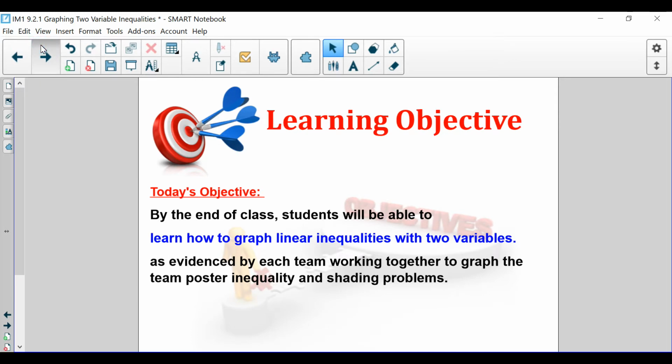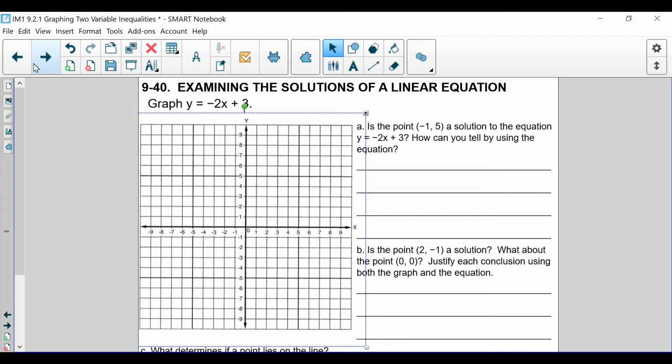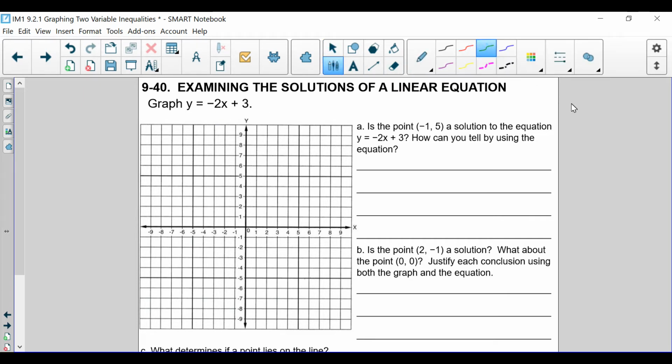Hi everyone, this is Ms. Tom with lesson 9.2.1, graphing two variable inequalities. So our goal is to be able to graph inequalities, but first we're going to graph this part right here, negative 2x plus 3. Anytime you're graphing, it's always important to notice the y-intercept, and the y-intercept is here, 3. Remember we called it 0, 3.